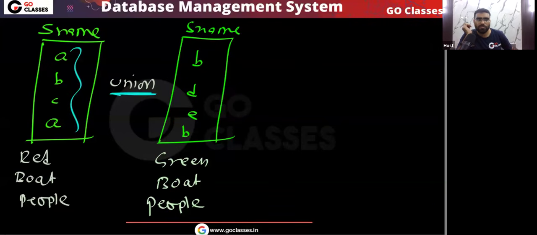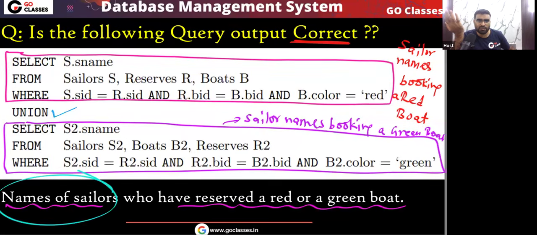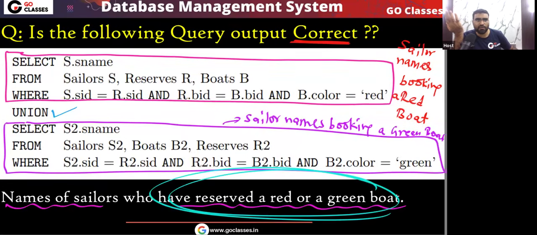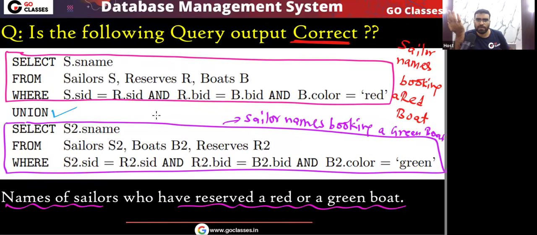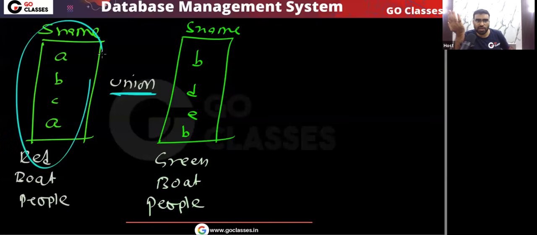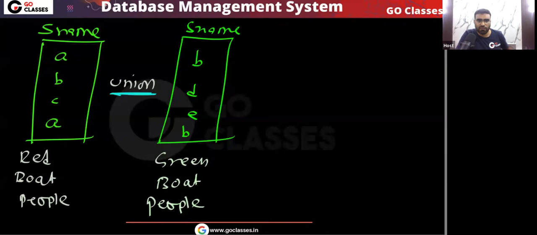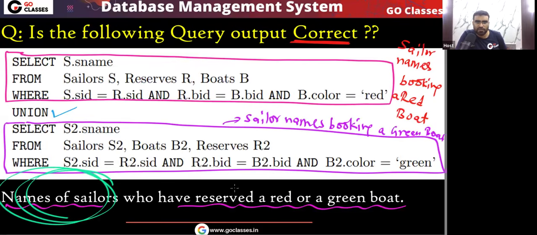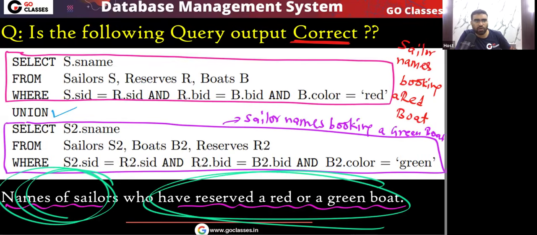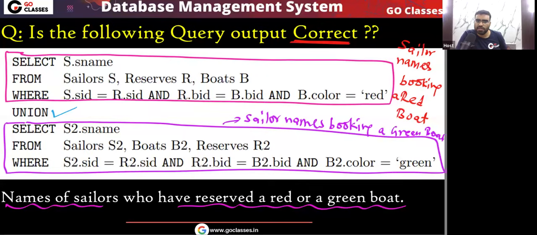These are the red bot people, these are the green bot people. Do we want their union? Very simple point I'm asking. Name of sellers who have reserved a red bot or a green bot. If I take the union, as given in the question, red bot people union green bot people, will I get this answer? Name of seller who have reserved a red bot or a green bot. Yes, the answer is correct.